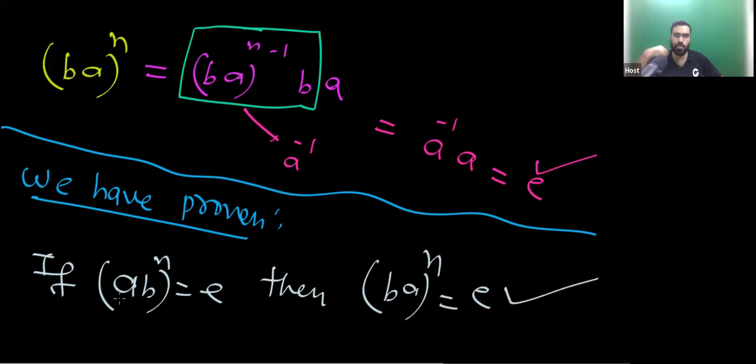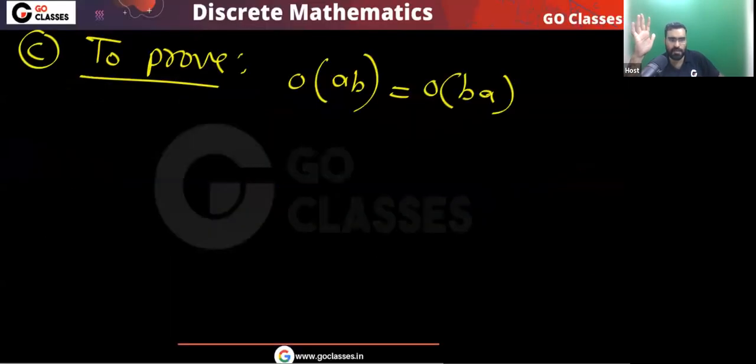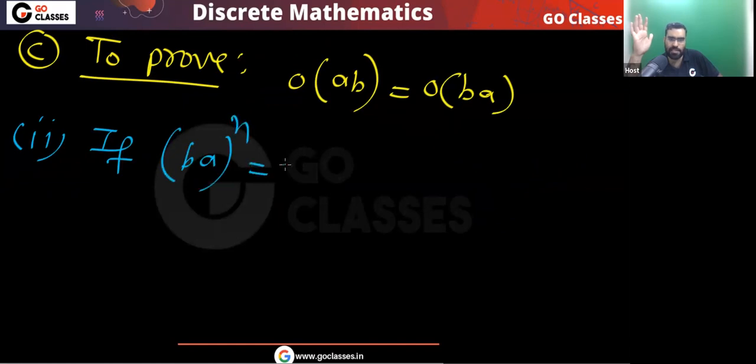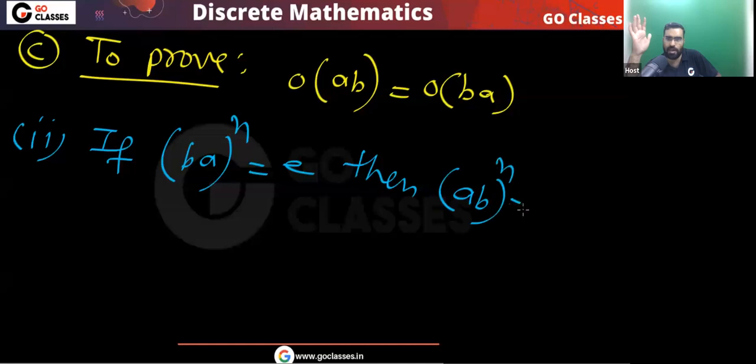In the same way, can you prove the other direction? Means now can you prove the second side? If (BA) power n is equal to the identity element, then can I say (AB) power n will be the identity element? The same way, can you prove it? Take your copy and pen, do it.